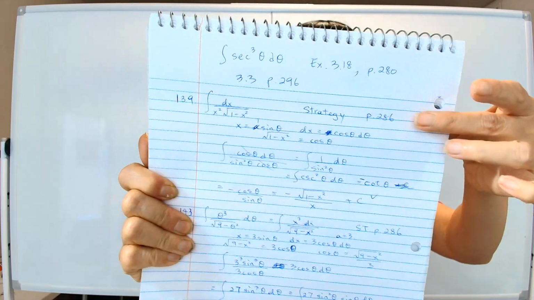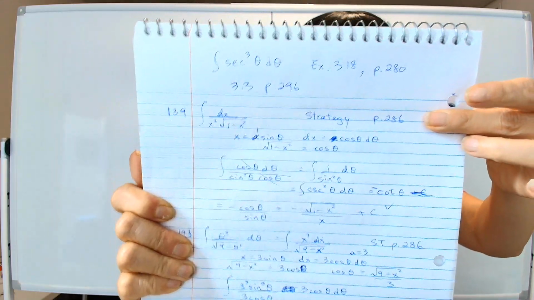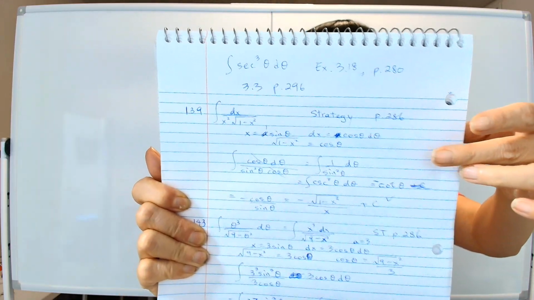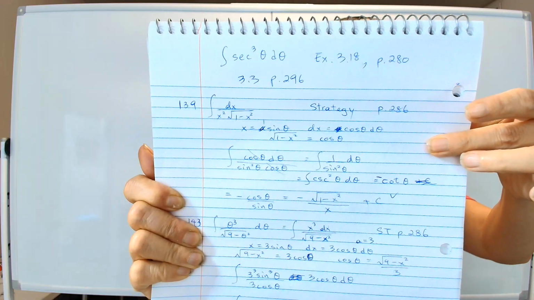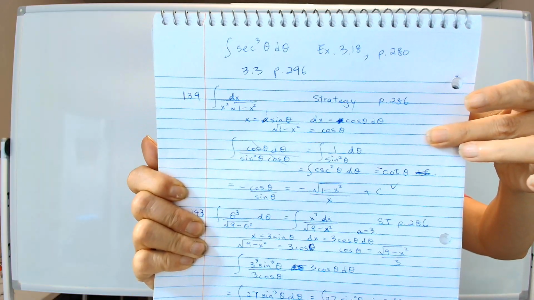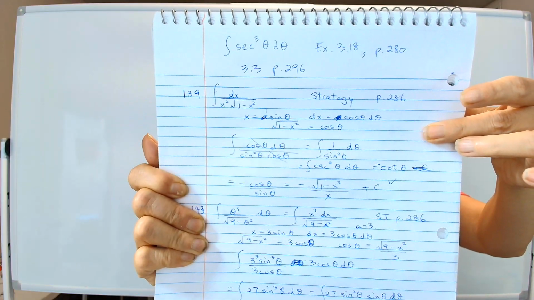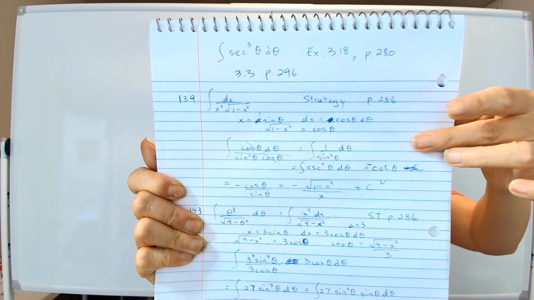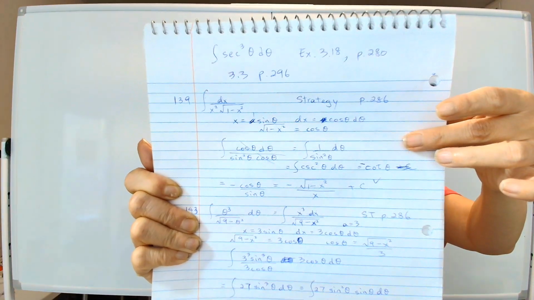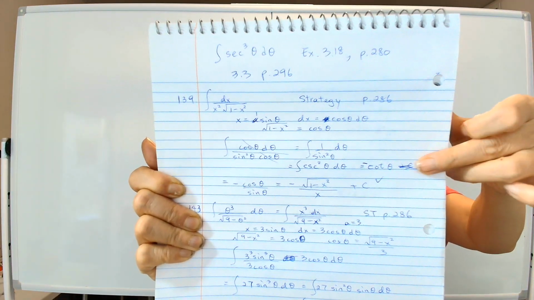In any case, we'll use our new trick that we learned, and specifically for this problem, we'll use the strategy on page 286. Follow that strategy. We will set x equal to sine theta. Once you have done that, everything falls out nicely. The cosine theta got canceled. You integrate 1 over sine squared, which is, what is that?